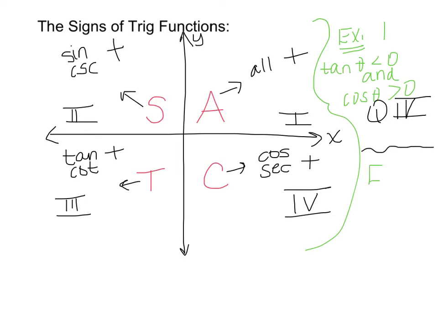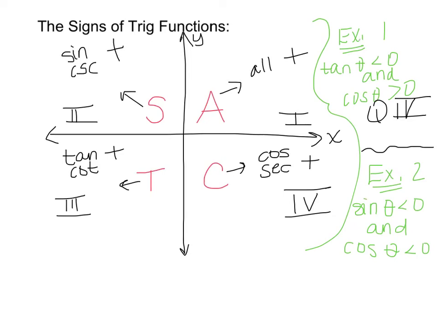Name the quadrant where sine of theta is negative and cosine of theta is negative. I'm going to give you a few minutes. Tell me which quadrant where both sine and cosine are negative.